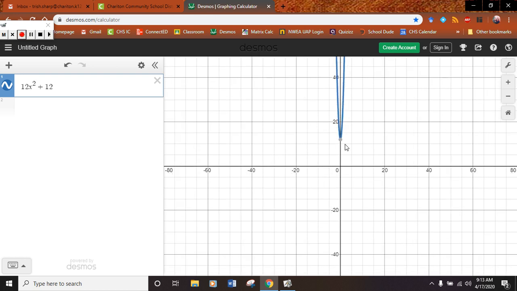So here is my graph. Notice it does not cross the x-axis, so it never changes sign. This graph is always positive, so it's always above the x-axis, so it's never going to go below the x-axis. If it's above the x-axis, that means it's concave up, and since it never changes, it's going to be concave up the entire time.